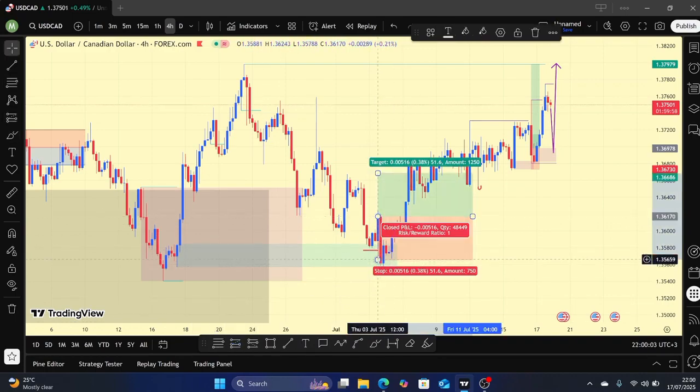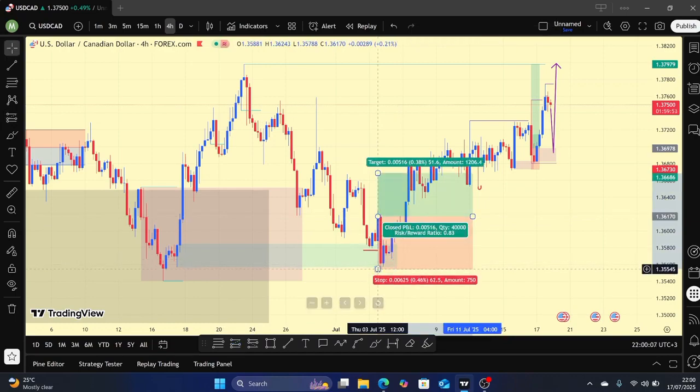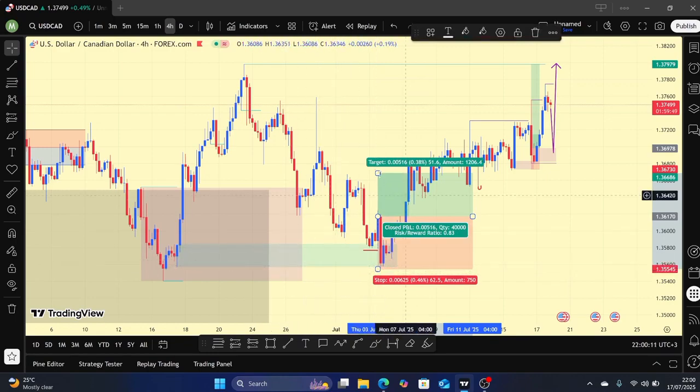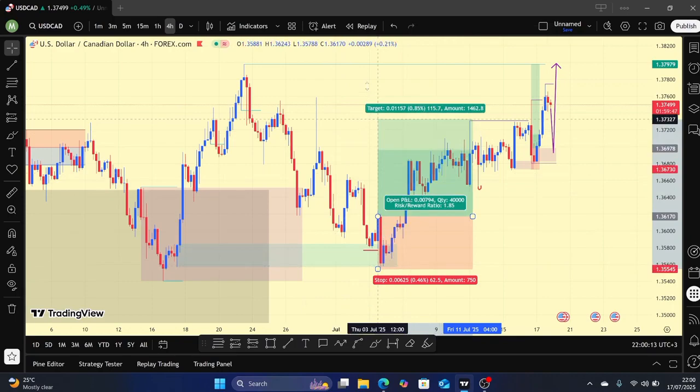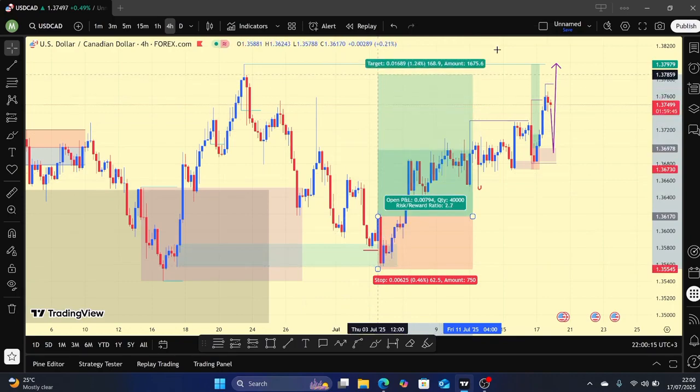So if you had placed it somewhere there, stopped out. But if you had done something like this below that, I mean at the low of this POI, then you will still be in the trade. So you can see that's how it is. You can see the POI.